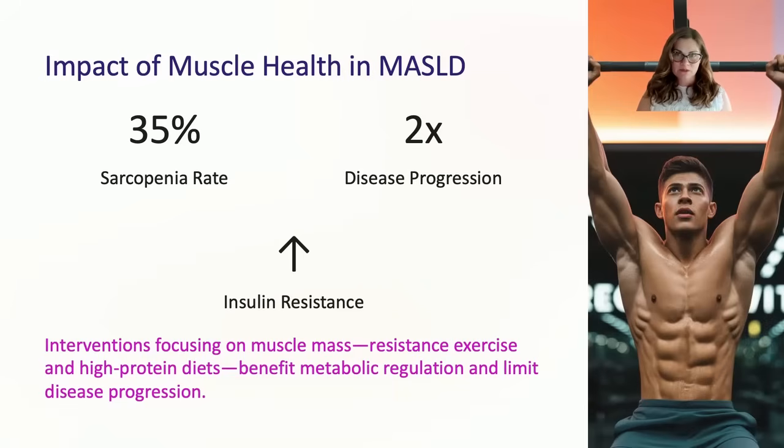So we're going to talk also about the brain. Doing strength-building exercises and eating more protein can help protect the muscles, improve metabolism, and slow down liver damage. This shows how the muscles and liver health are closely connected.